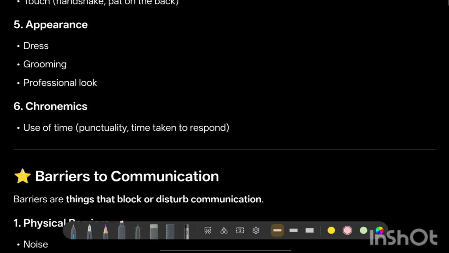Also, if you are going to your office, obviously you cannot go in your half pants or like that.